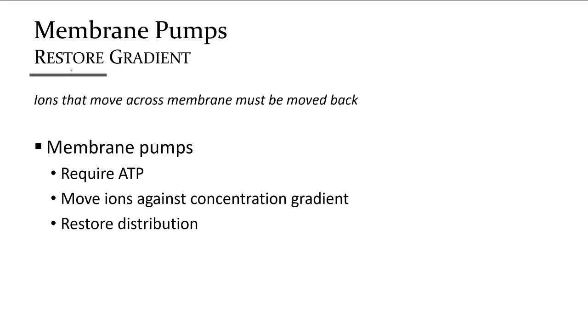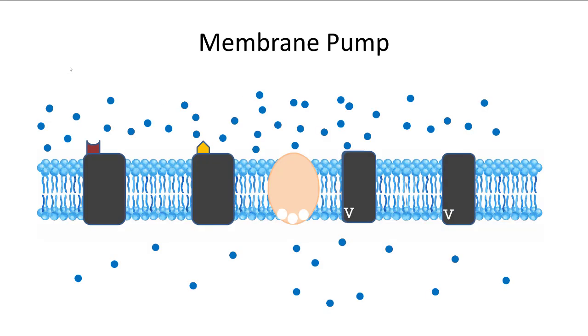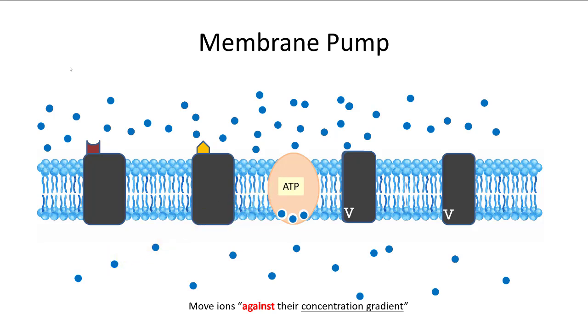So then we have membrane pumps. The pumps in a membrane require energy because they're moving these ions back against their concentration gradient to reset the balance. So the pumps restore the balance after the ions have gone through the channels. ATP is used to move these back into place. Because sodium is being moved against its concentration gradient, we'll need ATP for it to rotate and release it back.